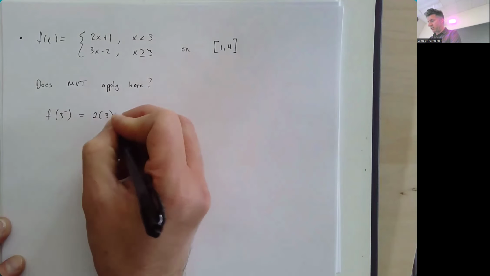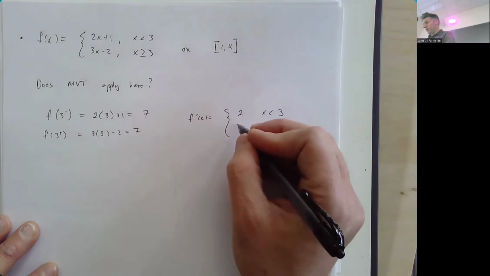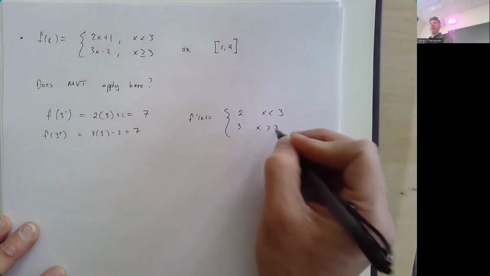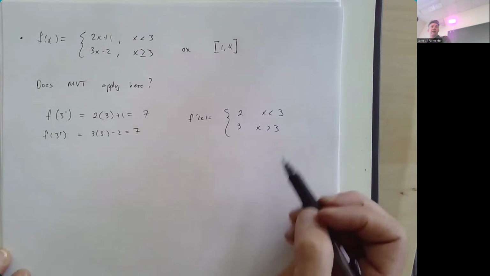What about differentiability? Well, if we look at the derivative, f prime of x would be 2 when x is less than 3 and 3 when x is bigger than 3. And I am excluding the equal to part then, because we only get to include the equal to part if they actually match up. So here, the left derivative and the right derivative aren't matching up.